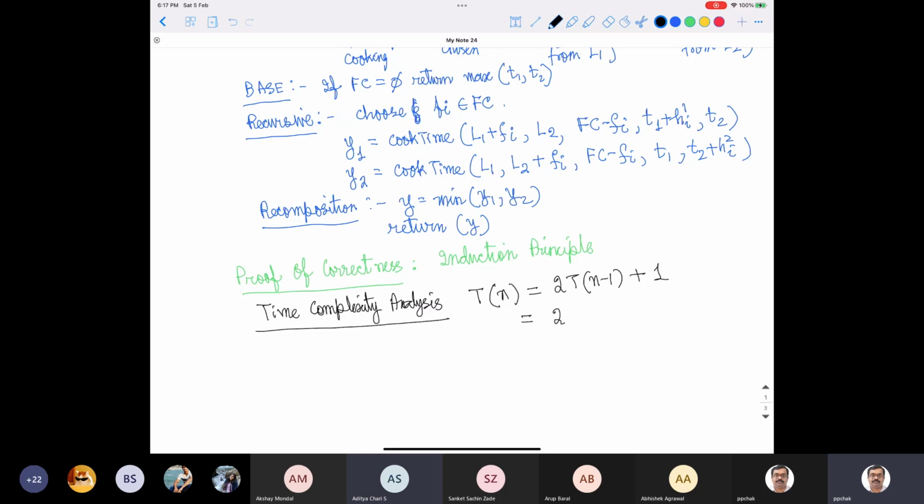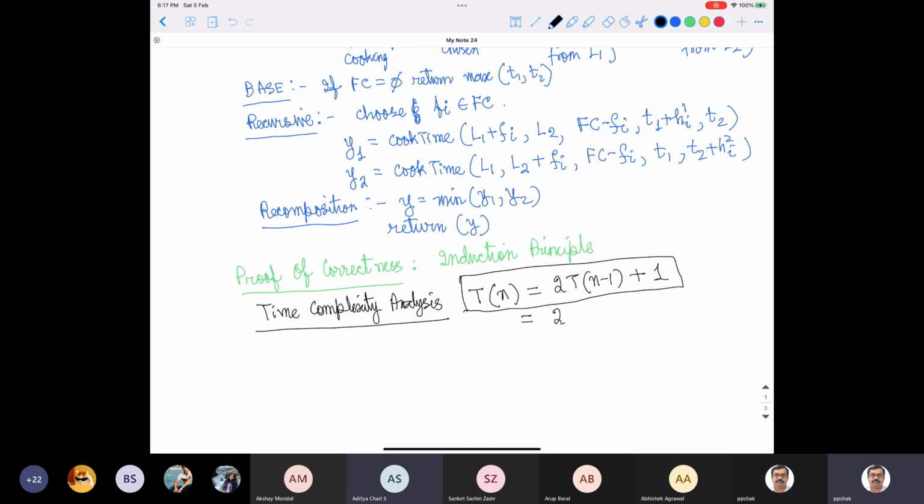Sir, can you repeat it? Where does that constant come from? Plus one. Basically, we are returning and that is the minimum computation. Yes, sir. So now you get this recurrence equation. What is the solution to this recurrence equation?